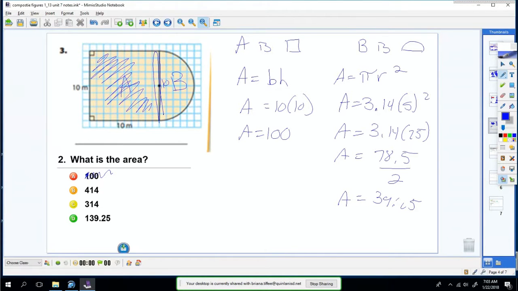39.25. Well, I'm going to tell you right now, the only answer that has a 0.25 on it is D. And so you have to add these 2 areas together, and 100 plus 39.25 is just 139.25. That's your answer. All right, let's do 2 more.